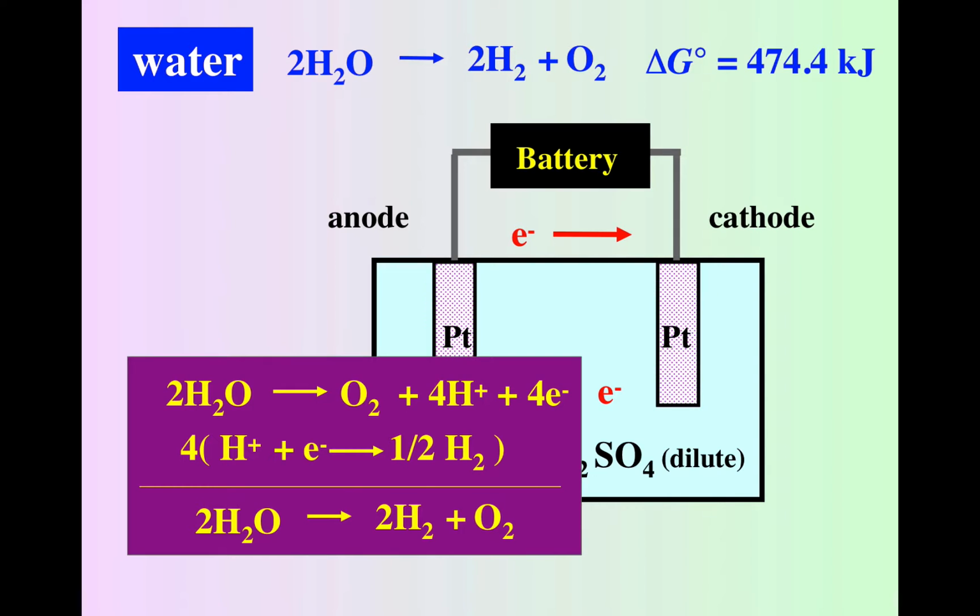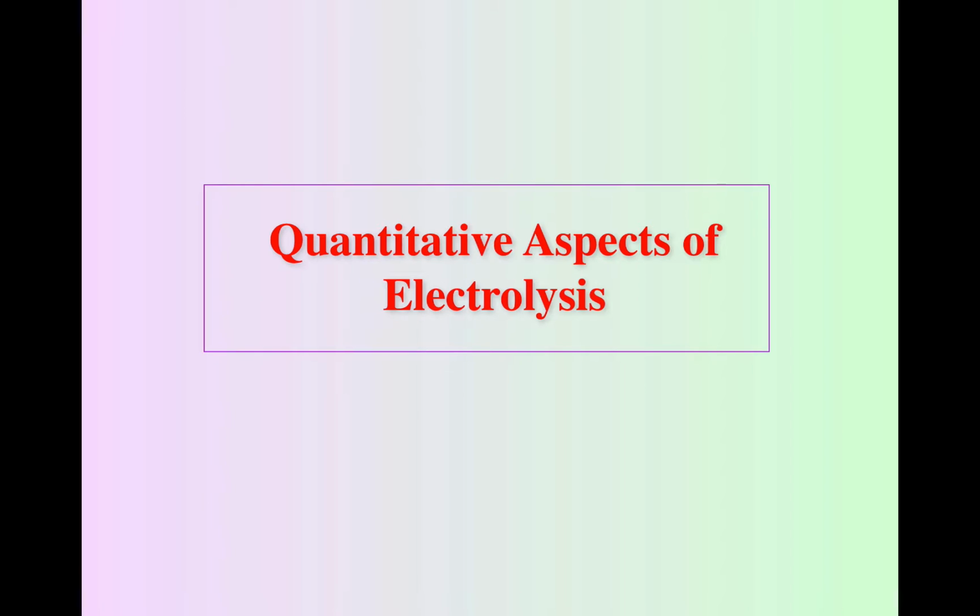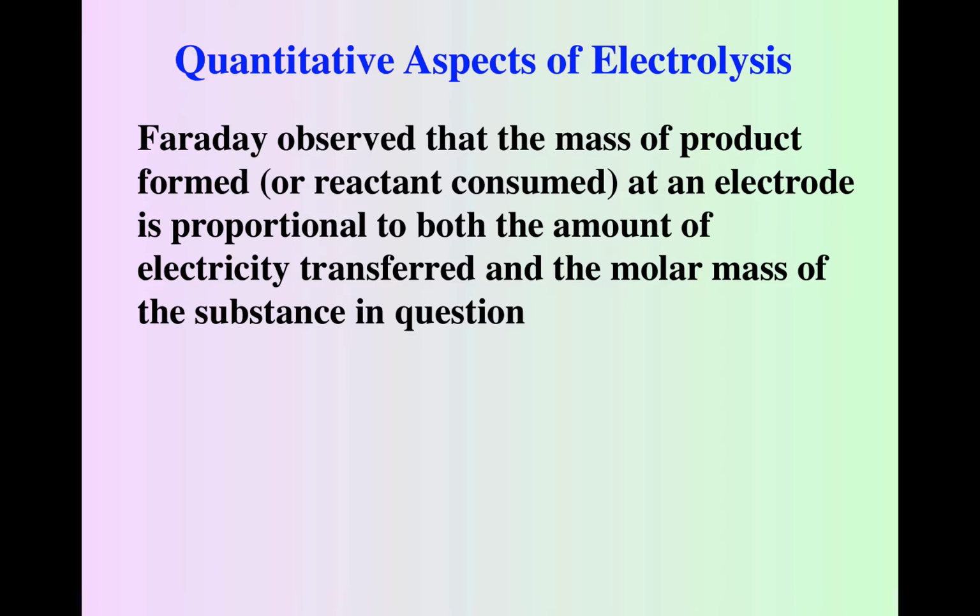All right, so in terms of answering a question, the question could be, how much electricity is required to make a certain amount of hydrogen gas? Or the other question would be, how much chlorine gas would be produced if I pumped a certain amount of electricity through it? Those are the two types of questions you run into. Faraday observed that the mass of the product formed or the reactant consumed at the electrodes is proportional to the amount of electricity transferred. So what we need to know is how much electricity we are putting into the system.